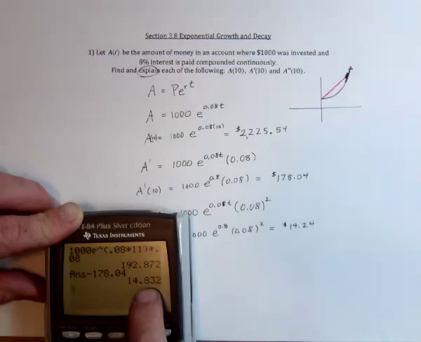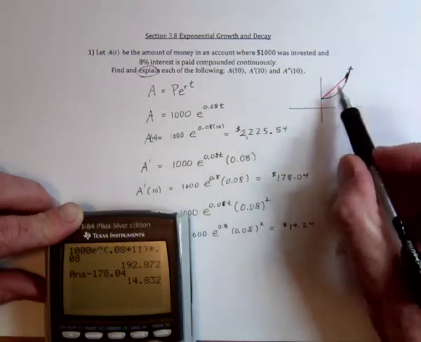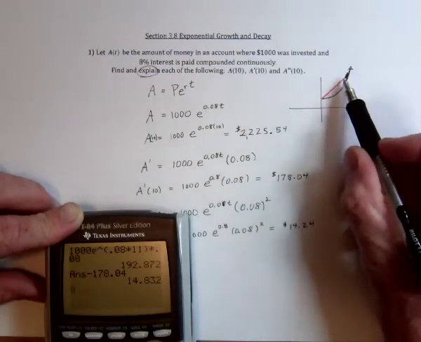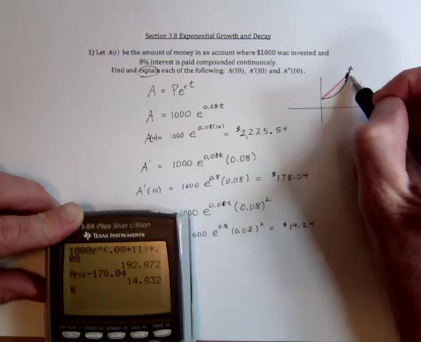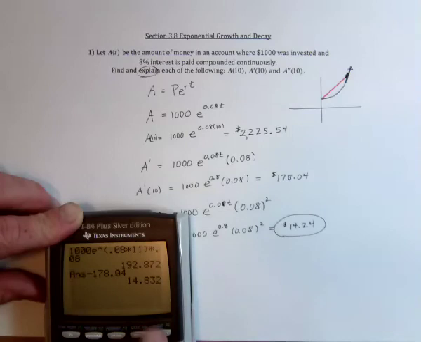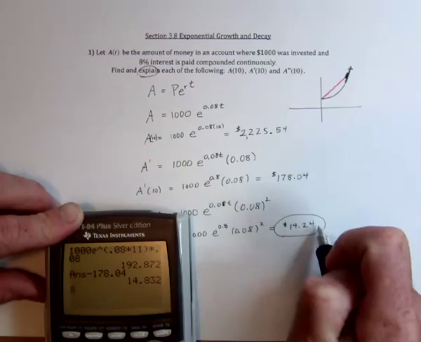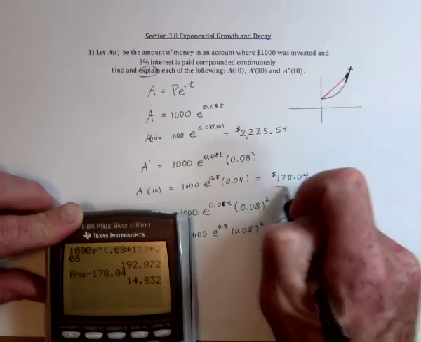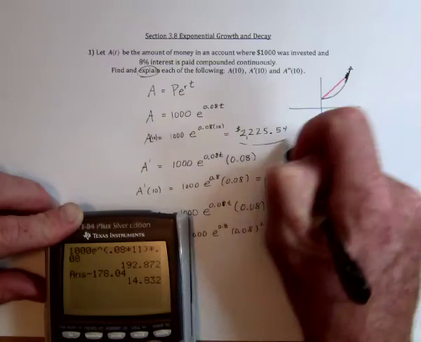Keep in mind what I'm doing over here is, like I did over here, the straight line is just an estimate. You actually have to have the derivative for the actual answer. So that's the actual acceleration. My estimate was that it was going to change by about $14.83. So that's how fast it's accelerating. This is how fast it's growing, and this is the amount.